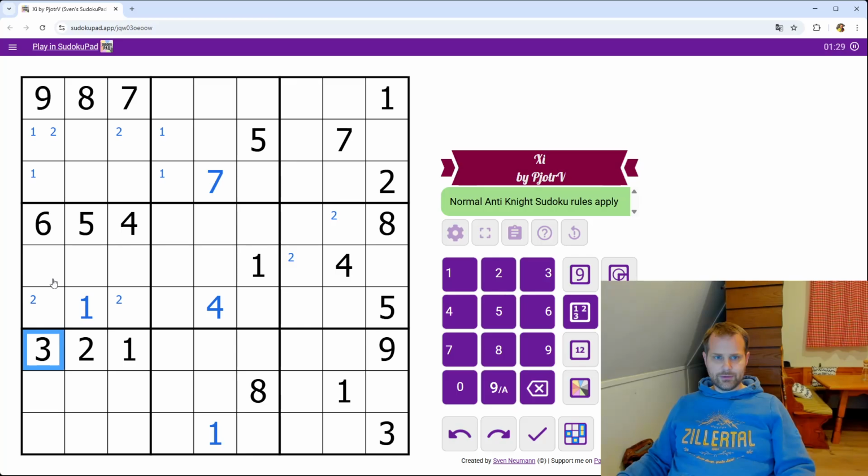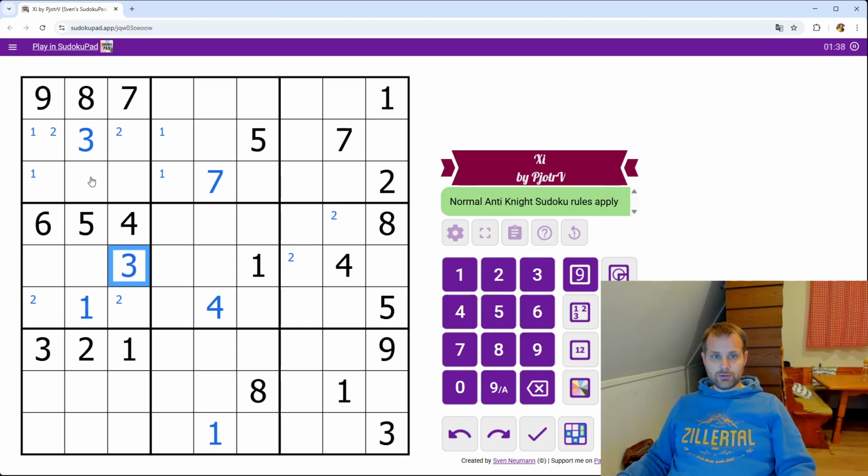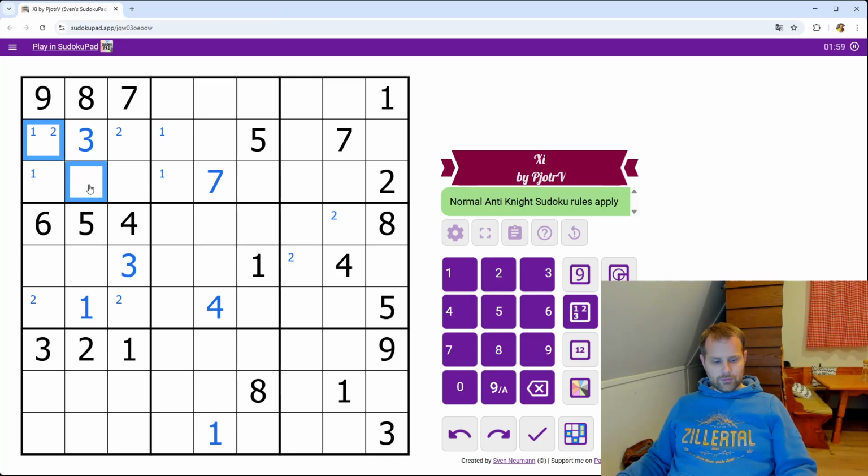The 3s. Well, this can't be 3, this can't be 3, and this can't be 3, so actually this is a 3, and therefore this is a 3 because this 3 sees that 3. That's it for the 3s for now. Okay, the 4s. The 4 is in one of those.